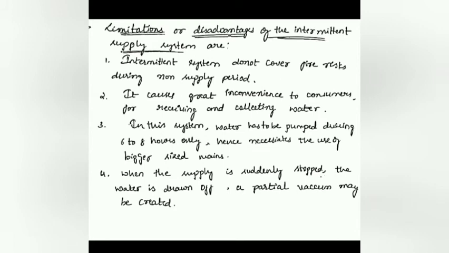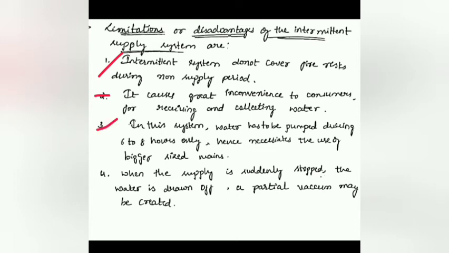Intermittent system does not cover fire risks during the non-supply period because only during certain hours of the day will water be available. During the rest of the hours there is no water available in the water mains for firefighting. Next point, it causes great inconvenience to the consumers for receiving and collecting the water because water is coming at a certain time of the day and people should be ready in order to receive and collect it. But this timing should be properly maintained, because if it is supplied during the peak hours it is very difficult for the public to collect the water.